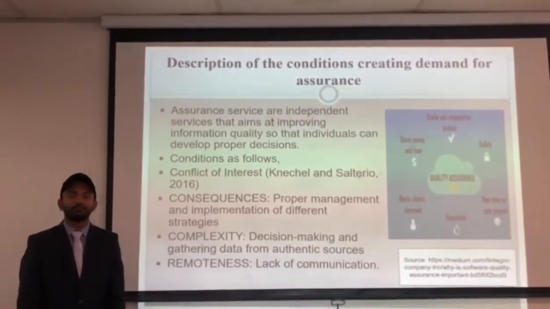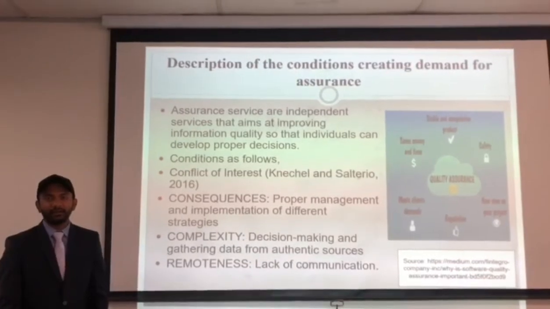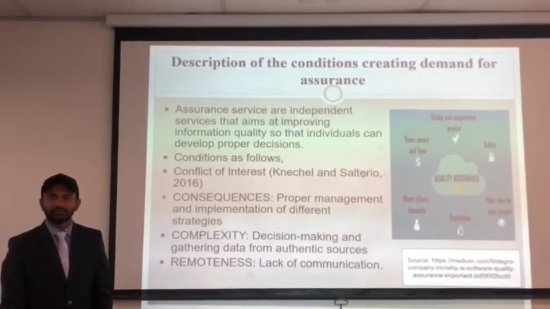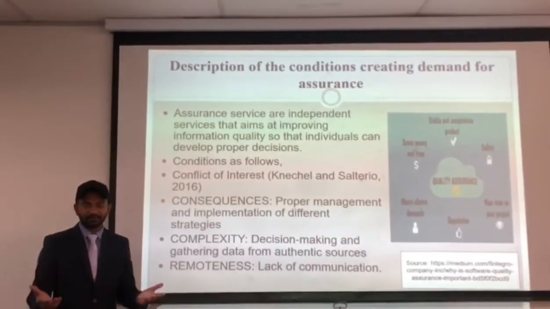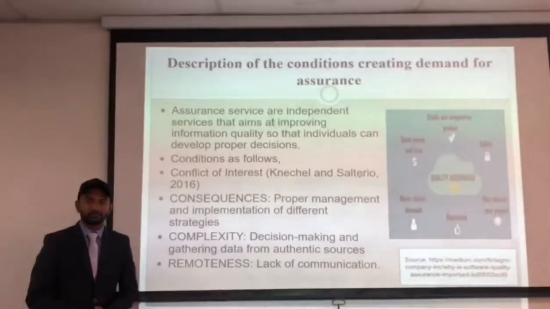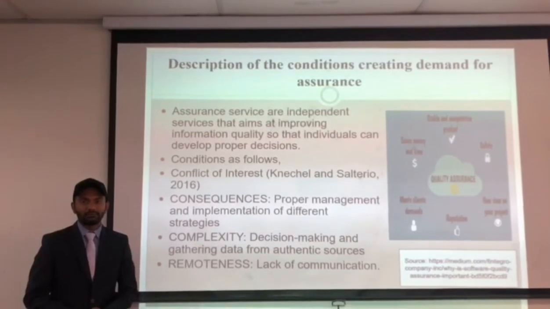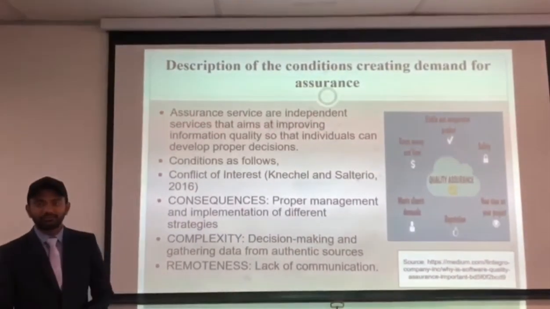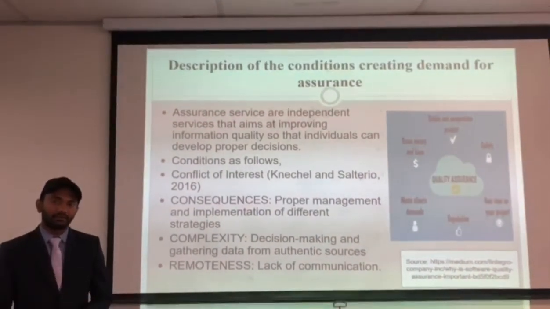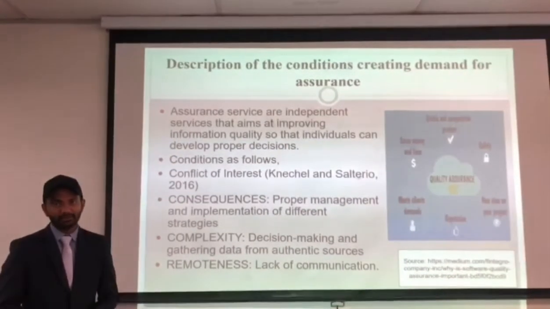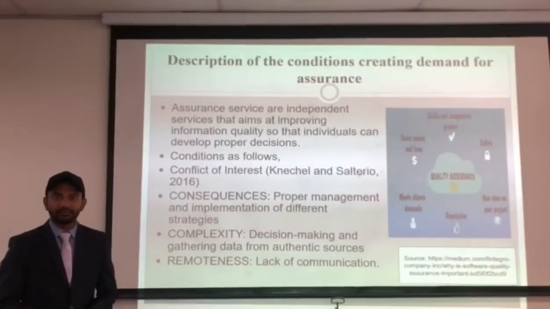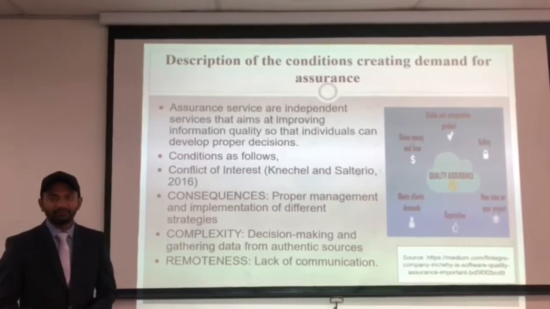Today I'll be discussing the topic description of creating demand for assurance services. Assurance services are mainly independent agents which focus on information quality so that the end users can make proper decisions. For assurance services, there are different kinds of attributes focused on, which are mainly faithful representation, timeliness, and verifiability.